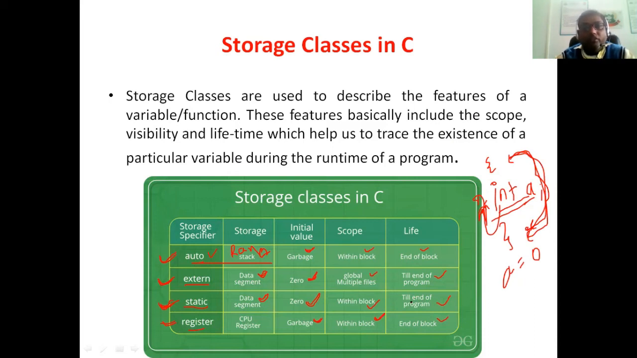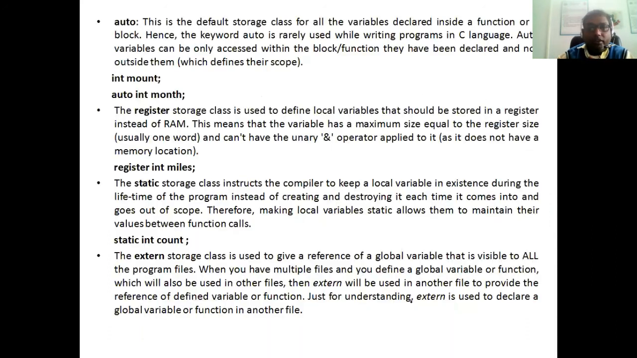So likewise, we have four storage classes: auto, external, static, and register. We have already seen their storage, initial value, scope, and lifetime. Here it is explained in theory form. Auto is the default storage class for all variables declared inside a function block. Hence, the keyword auto is rarely used while writing programs in C language. A variable can only be accessed in the block of the function where it has been declared, and outside it we define the scope.